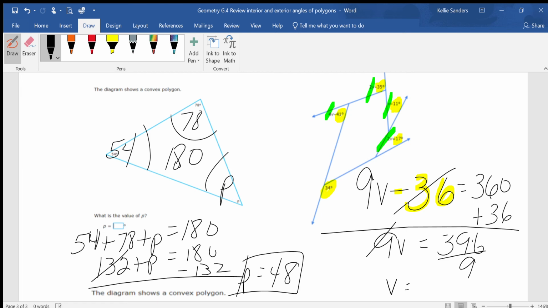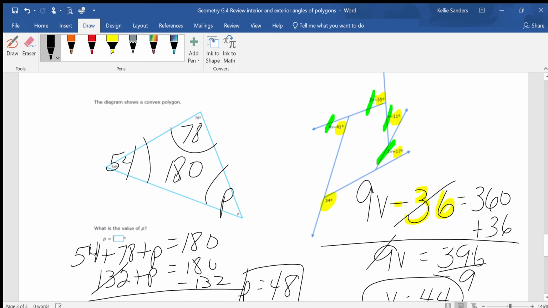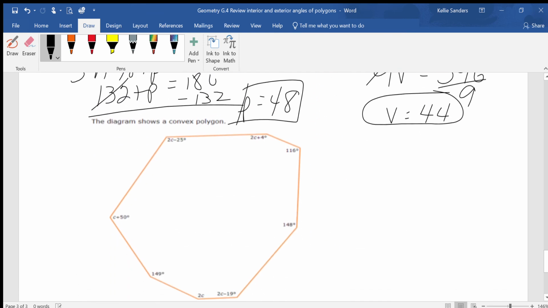9 goes into 39 4 times. 3 left over. Yeah, I'm checking myself. Thought I had it, then I lost it, but hey, I got it back again. So 44. Let's make sure we answer the question. We didn't have a question, so I'm making that the answer. B is 44.